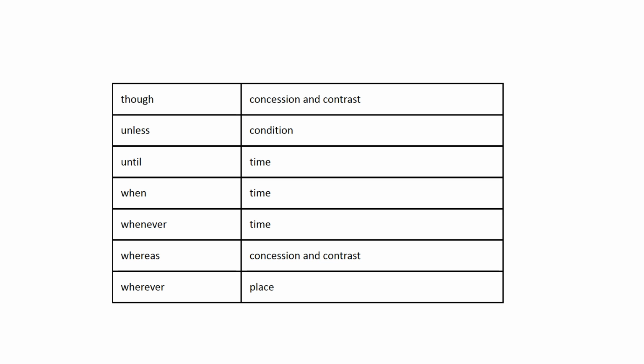Then apart from although, you can also use though or even though for concession. Unless for condition, until, when, whenever for time, and whereas for concession. At the same time, you can use it for contrast. Wherever talks about place.